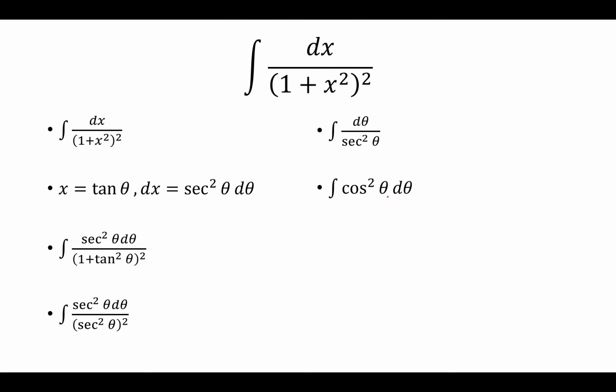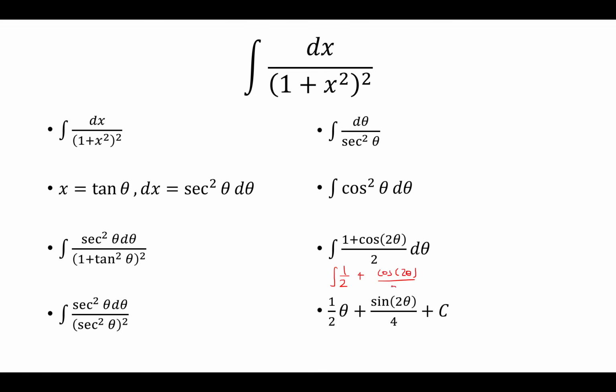Now we're going to use a trig identity. Cosine squared is (1 plus cosine 2 theta) over 2. So we split this up into two fractions, and then we integrate. So that's 1/2 theta plus sine 2 theta over 4 plus c.